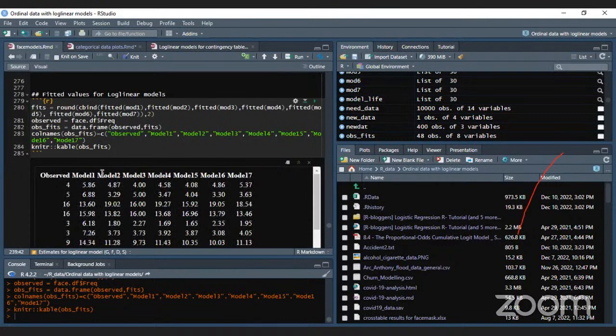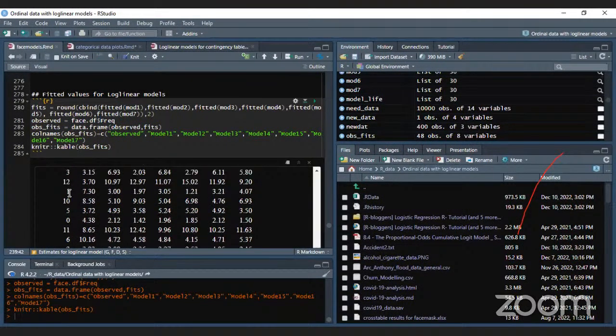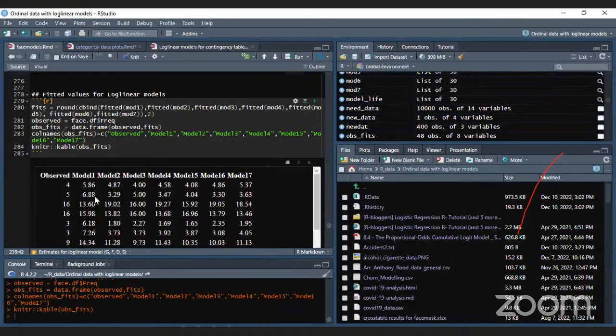Look at observed. Now, these are 7 models. Observed are the observed frequencies. These are frequencies from the field, actual. Some people call this observed, some people call this actual. Now, I want to compare each of these models. These are the predicted values from each of these models. This one, model 1, is this.